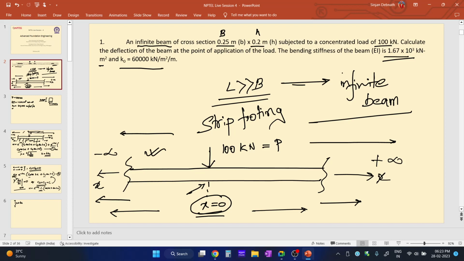Subgrade modulus means, since a strip footing can be represented by a beam mathematically, the soil can also be represented using springs. K0 can be defined as the spring constant of the springs. You know what the subgrade modulus of the soil is; you get it by using the plate load test and so on. So that's all, actually.